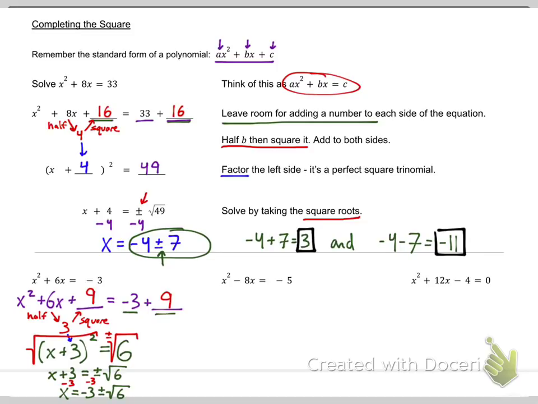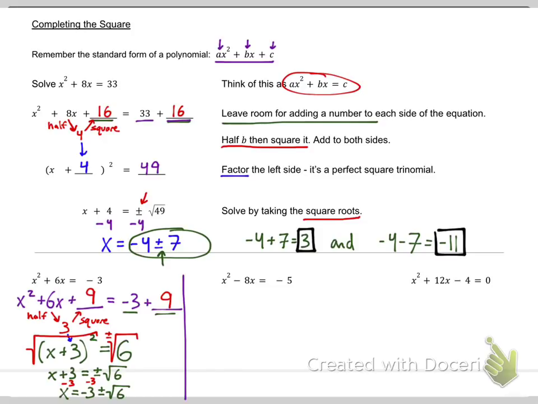And we're done. You need to recognize that there are actually two solutions in there. It's negative 3 plus the square root of 6 and negative 3 minus the square root of 6. But as long as you know there are two solutions, it's perfectly fine to simply write down plus or minus like we have it right there.